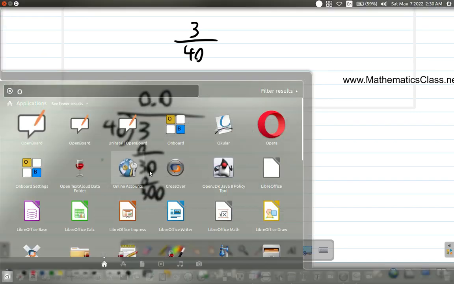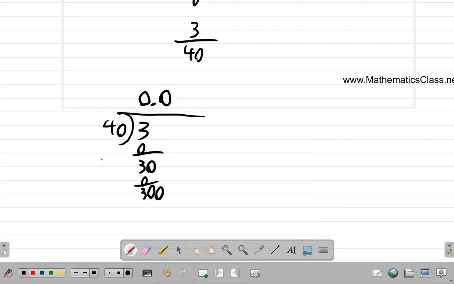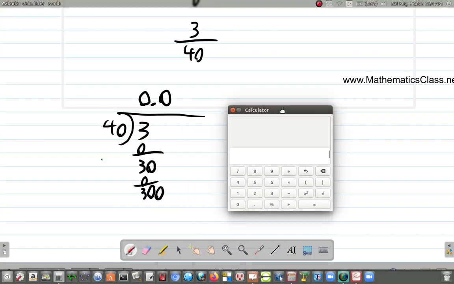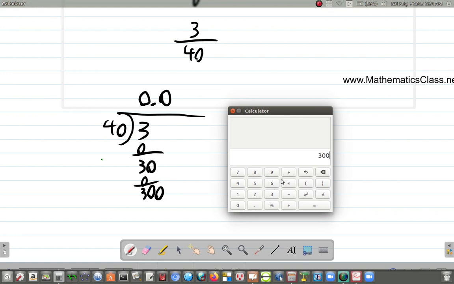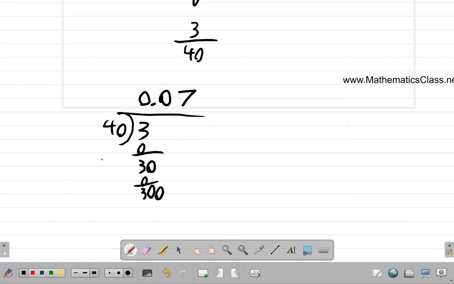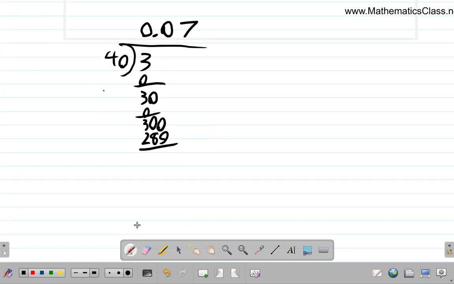40 into 300. I could just use the calculator to save time. So 300 over 40: how many 40s in a 300? You say 7 times 40. 7 4s are 28, so 280. Then 300 minus 280 are 20. Then you multiply 20 by 10, you get 200, right?